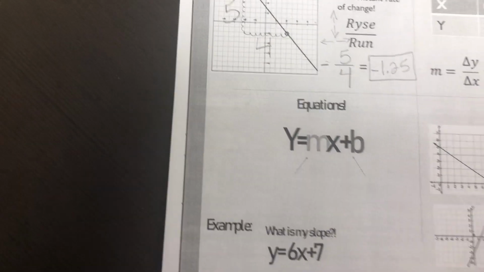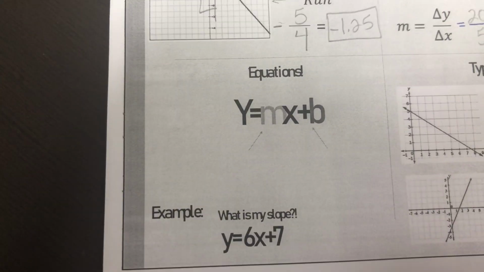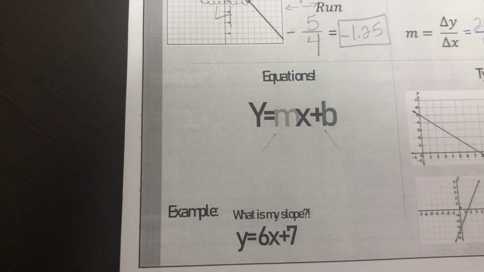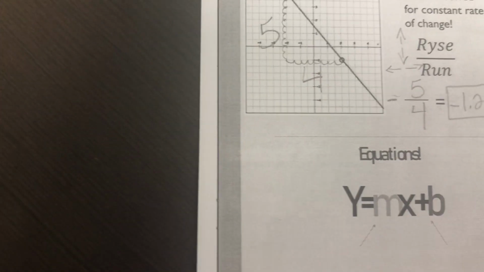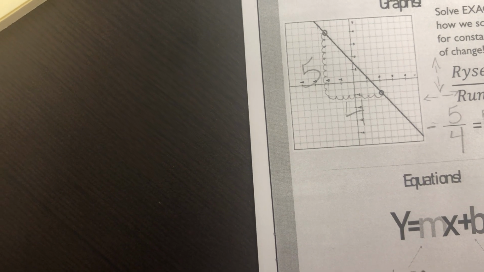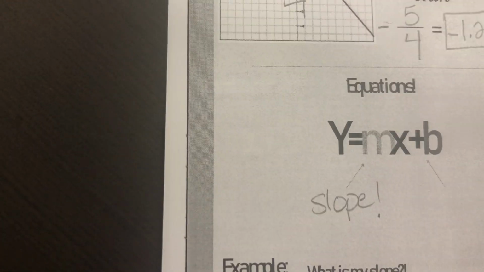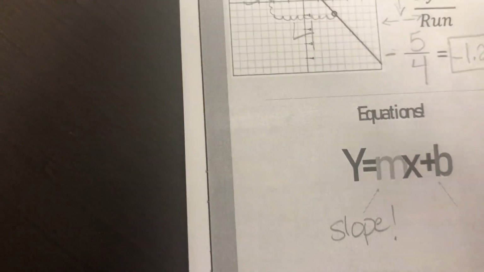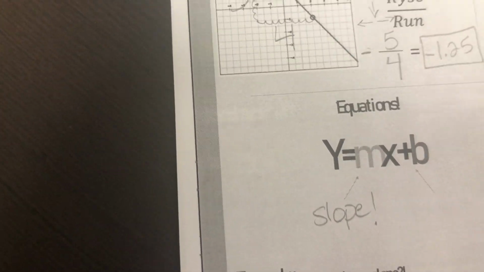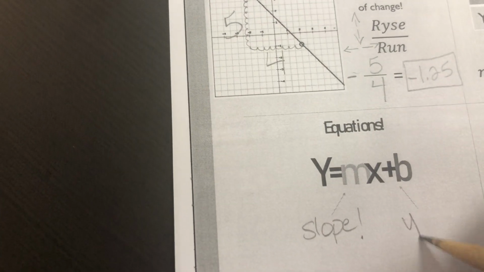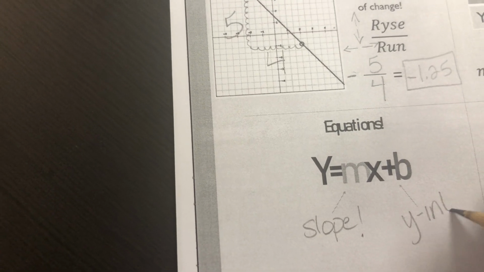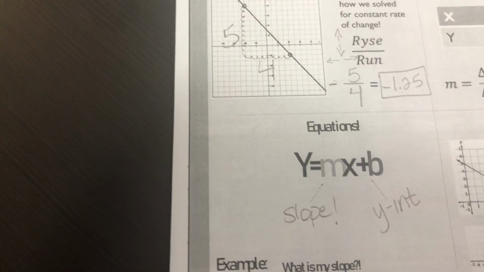All right, so now equations. Equations, if they ever ask you what is your slope as far as an equation, it's really easy. You see this little arrow right here that's pointing towards the m? That m, whatever that number is, is always going to be your slope. And then you see this little arrow right here that's pointing towards the b? That's always going to be your y-intercept. And we will learn about that. No worries.